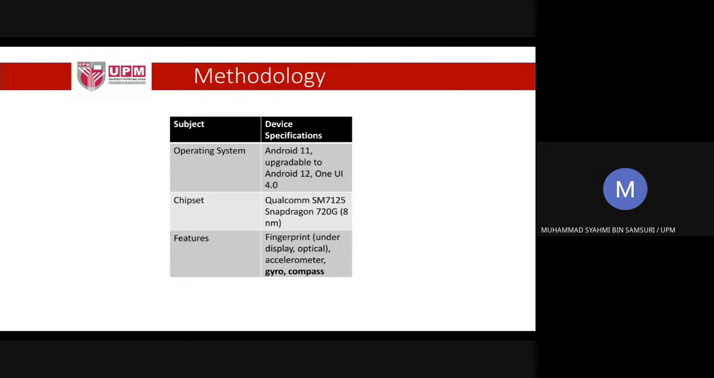And then the chipset for my device is Snapdragon 720G. The basic feature that we need for this kind of research is a magnetometer. It states that there is a compass, so it means that there is a magnetometer.